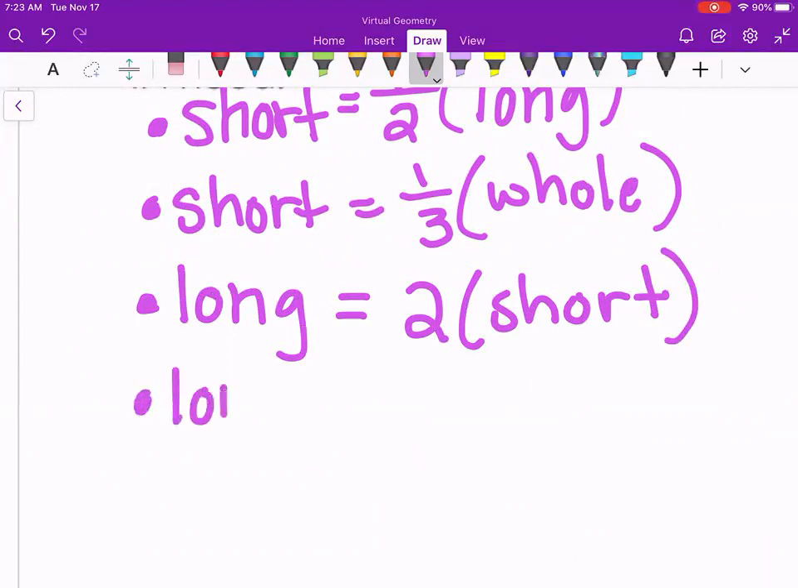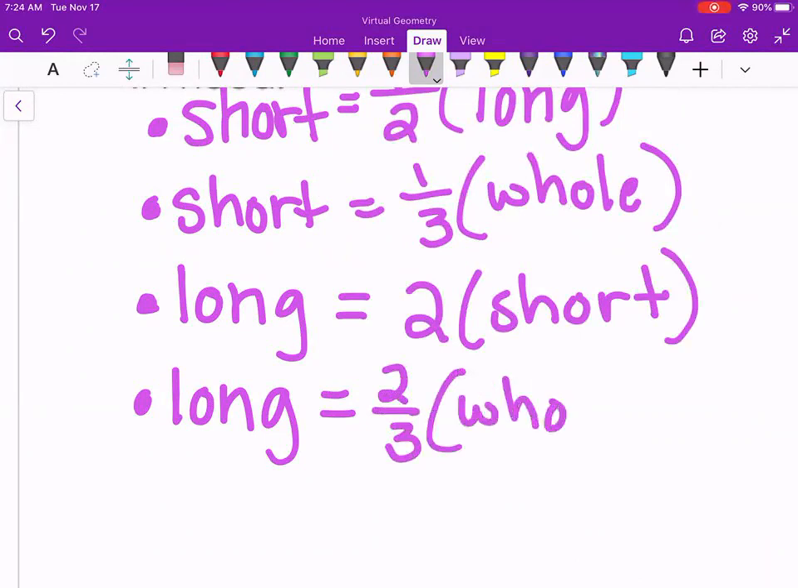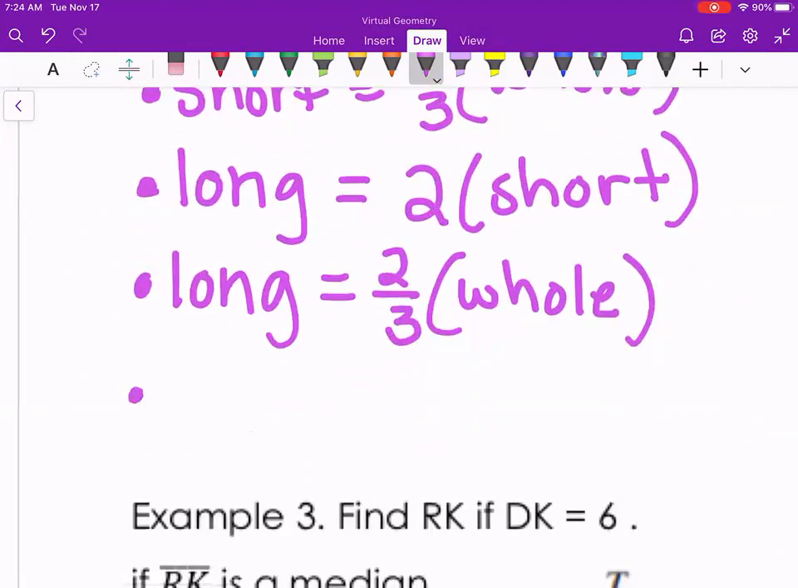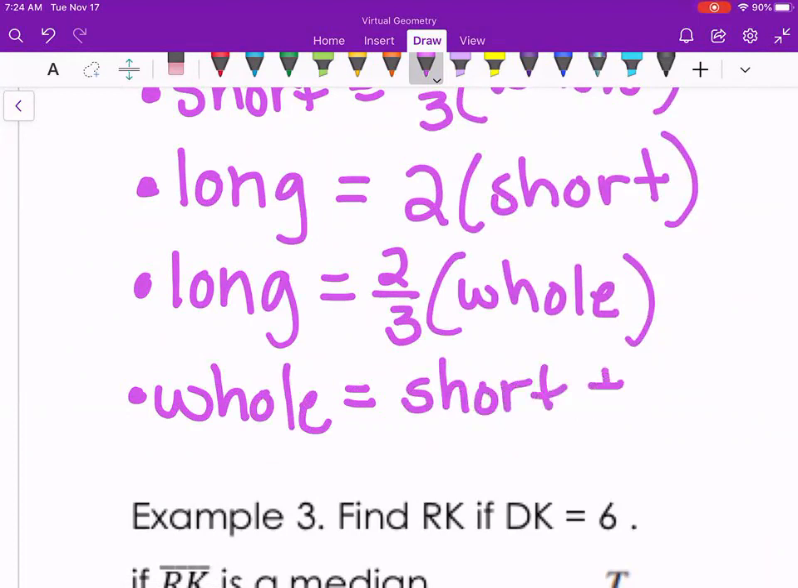And if I need the long piece and I have the whole, then it's 2/3 of the whole way across. And if all I need is the whole entire way, then I can add up my short part and long part, and then I know how far my entire segment is. So let's practice using those formulas.